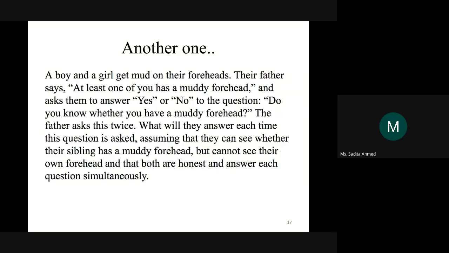I think it was Shahryar. They will get confused and they can say yes. It should be yes, because they heard each other's answers, so they know that both of them have mud on their heads, even if they can't see their own heads. Yeah, you're correct.